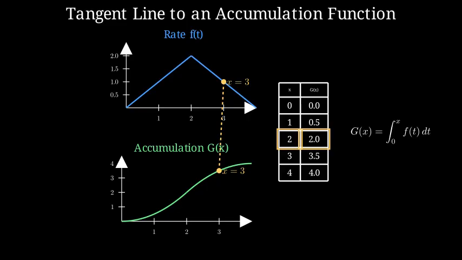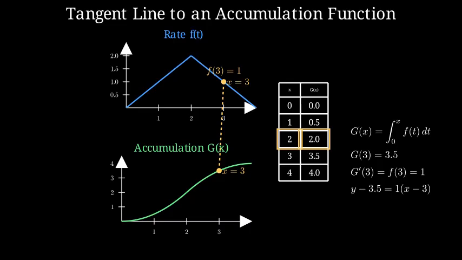Now we will build the tangent line equation step by step on the right. First, we define the accumulation function. G of x equals the integral from 0 to x of f of t dt. Next, we use the table value. G of 3 equals 3.5. The slope of the tangent line is g prime of 3, which equals f of 3. From the rate graph, f of 3 equals 1.